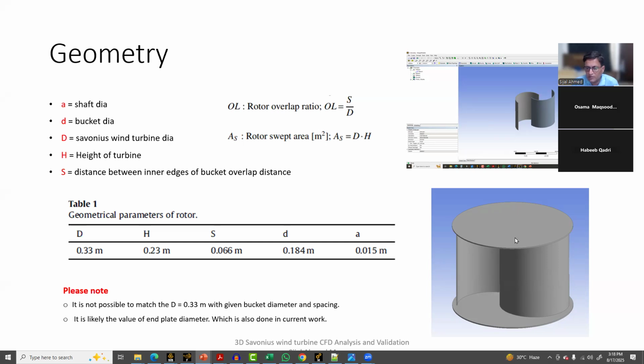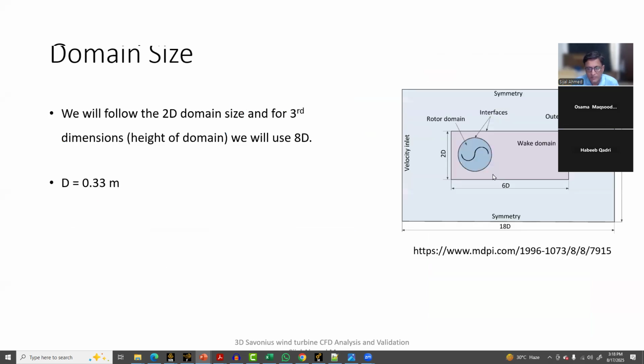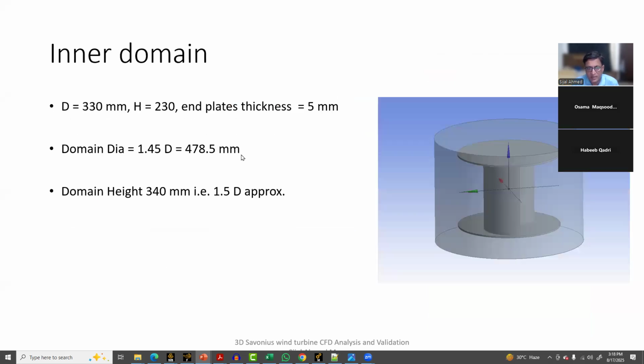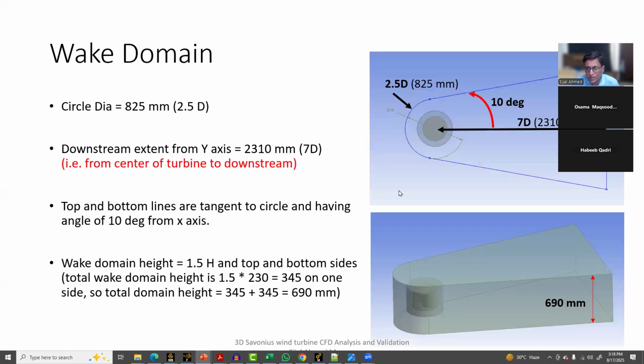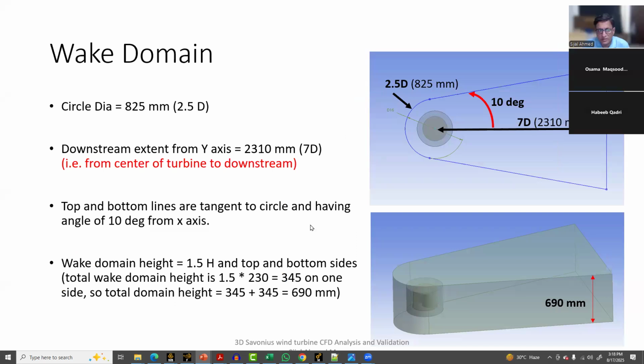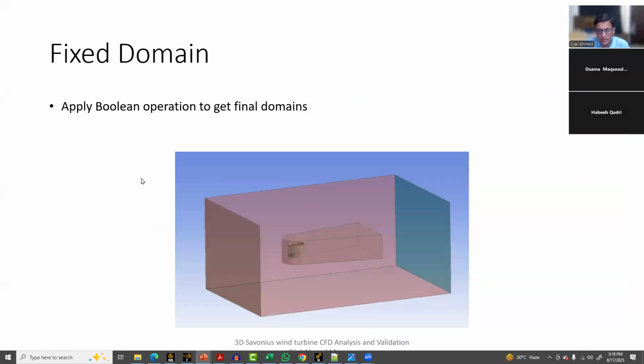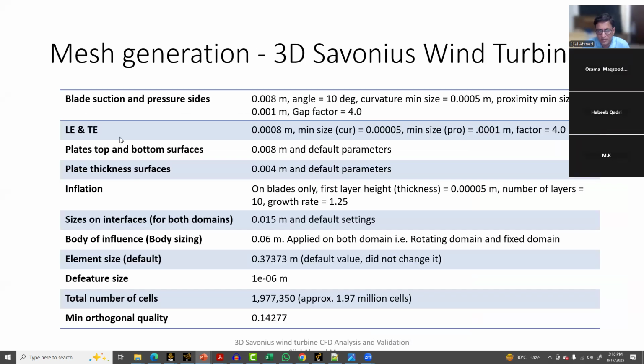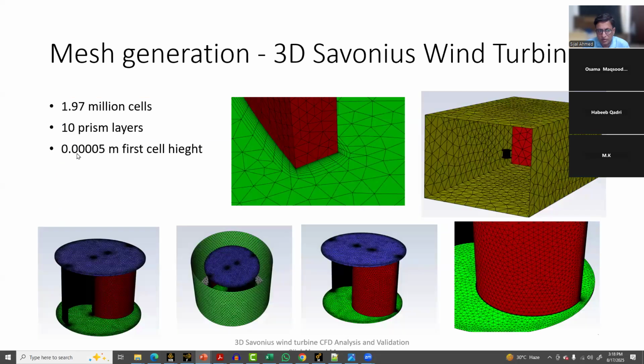This is given here in Design Modeler, and this is just a picture of the same file with the plates, the plates on the top and bottom. Data is given here, and the domain shape and size are also given. Then I'm making the inner domain, the wake domain, and afterwards the fixed domain and the final geometry. These are the mesh generation parameters that were applied, and we finally got the mesh in this way.